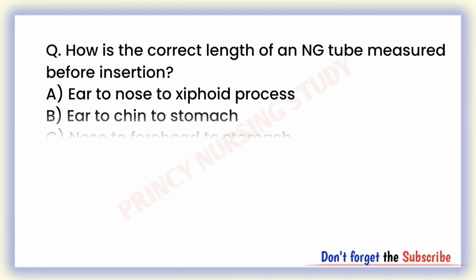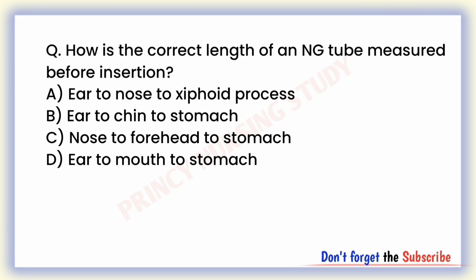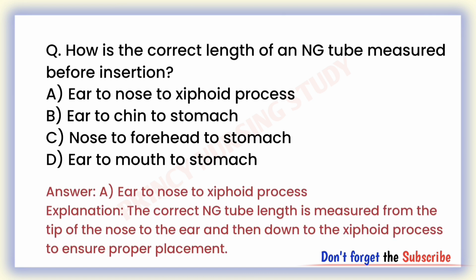Next question. How is the correct length of an NG tube measured before insertion? Correct answer is A. Ear to nose to xiphoid process. The correct NG tube length is measured from the tip of the nose to the ear and then down to the xiphoid process to ensure proper placement.